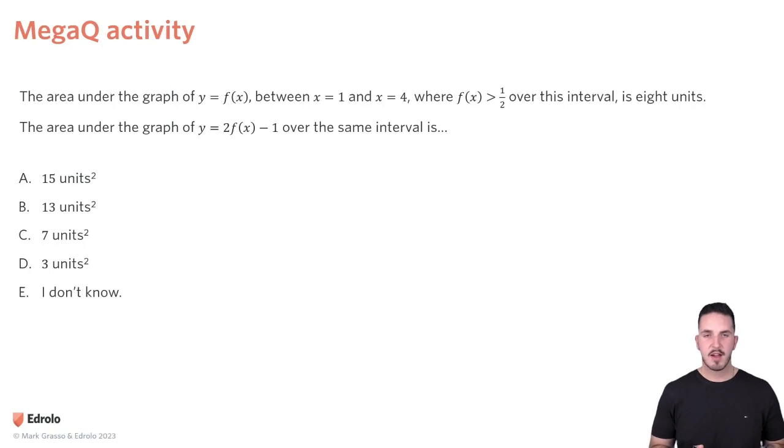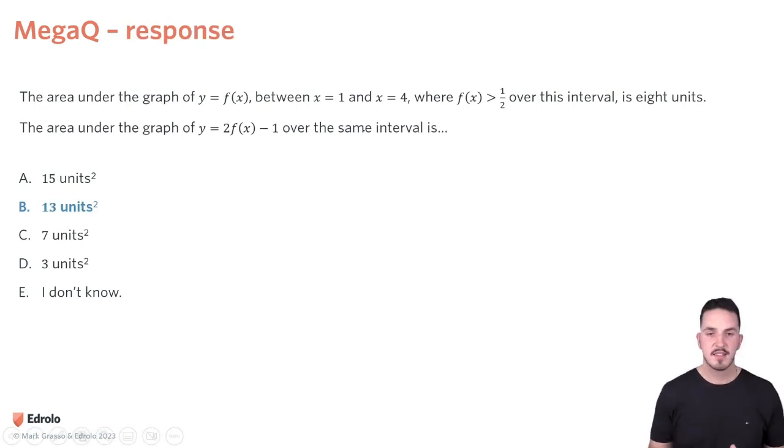The area under the graph of y equals f of x between x equals 1 and x equals 4, where f of x is greater than a half over this interval, is 8 units. The area under the graph of 2 times f of x minus 1 over the same interval is, so I hope that you got the answer B, 13 units squared. So to get to this solution, let's have a look at the information that they've given us.